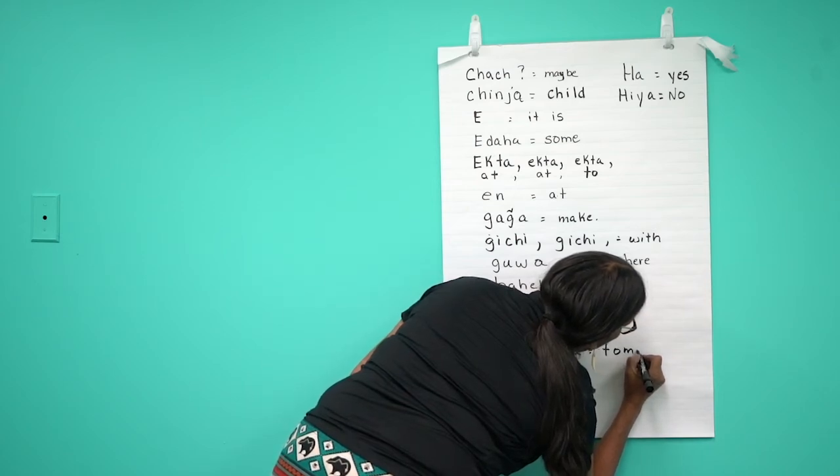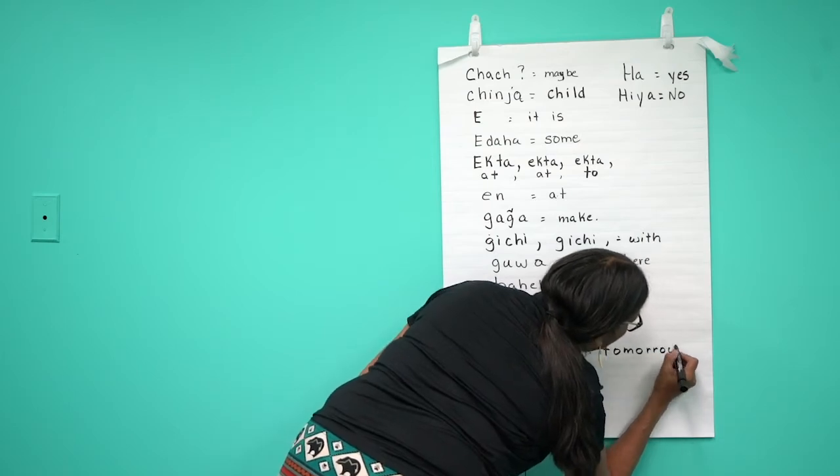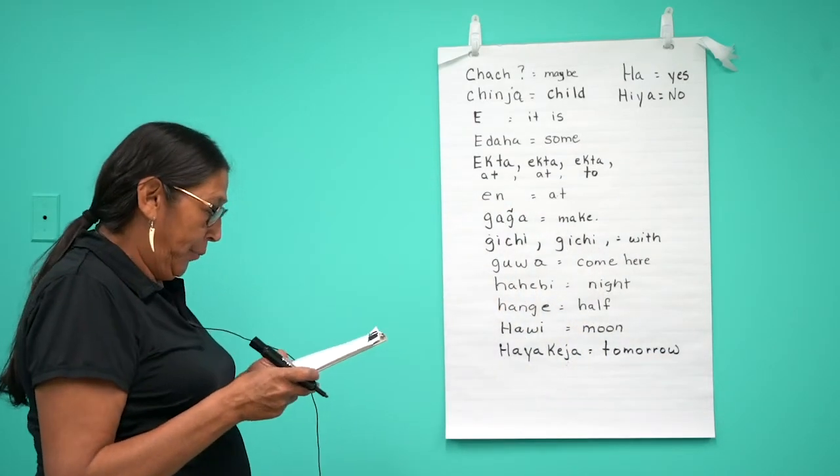How do you spell tomorrow? With 2 M's? No. Oh, 2 R's? Yeah. Okay. Forgetting my English now.